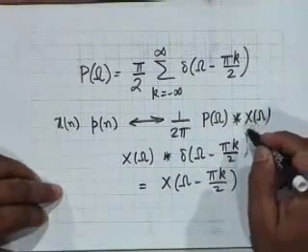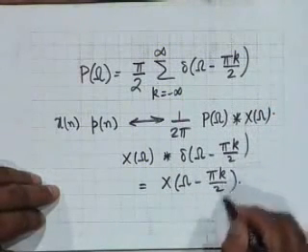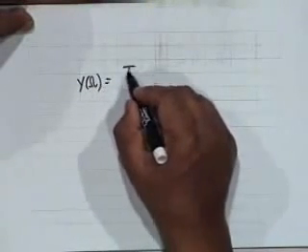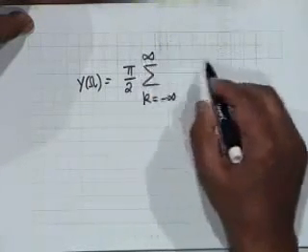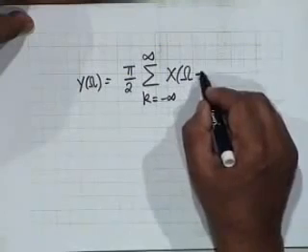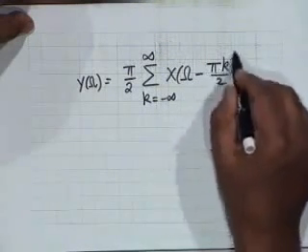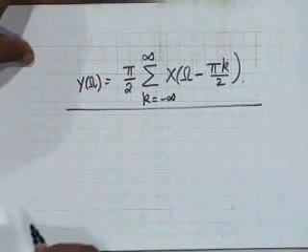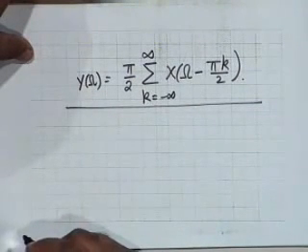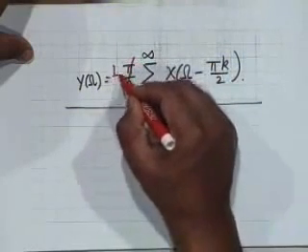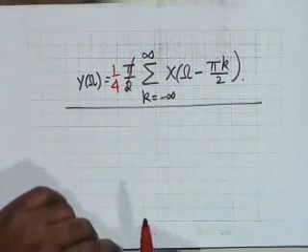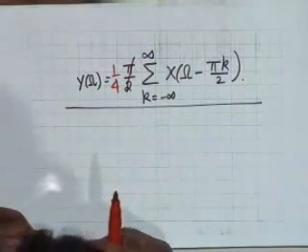If you utilize this and this, then obviously capital Y of omega becomes simply equal to pi by 2 multiplied by the sum over k equal to minus infinity to plus infinity of capital X of omega minus pi k divided by 2. Oh, 1 by 2 pi factor. So this would be 1/4. This should be 1. From minus infinity to plus infinity, Y omega will blow up.